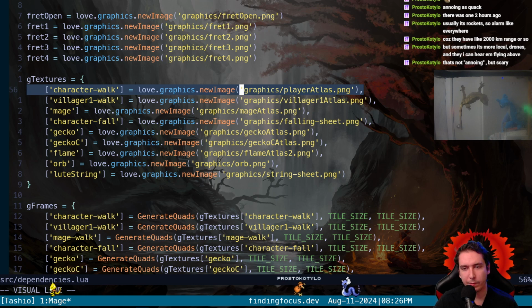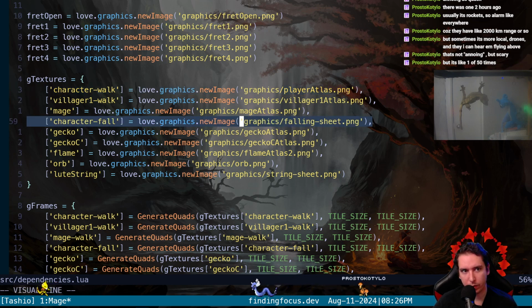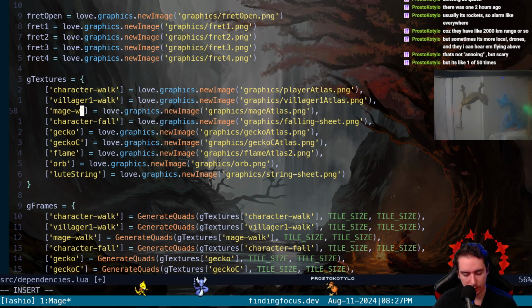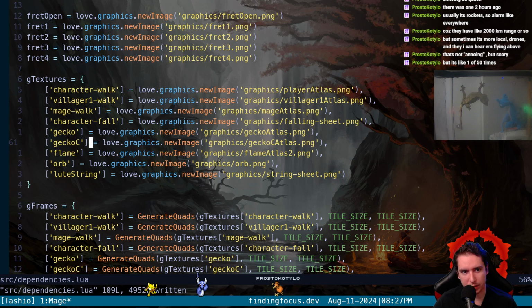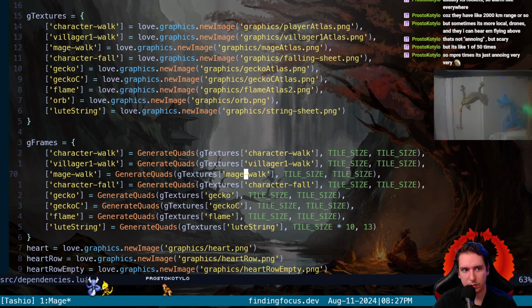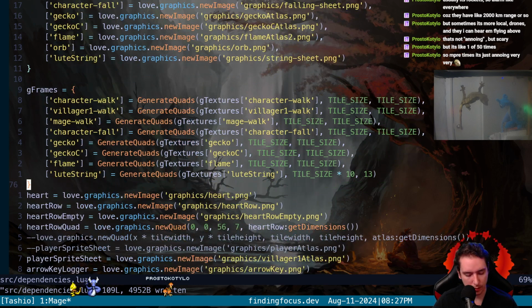Kind of weird we have character walk. I mean, I guess that makes sense because there's a character fall. So I guess we should call this mage walk. Well, I don't know. Because if there's other things like a different thing for the mage here, then I guess it would make sense. Mage walk. Okay, yeah, now that we've got mage walk here, that's the texture, so we should have the quads for it.